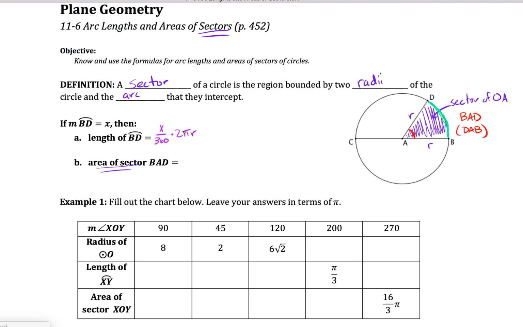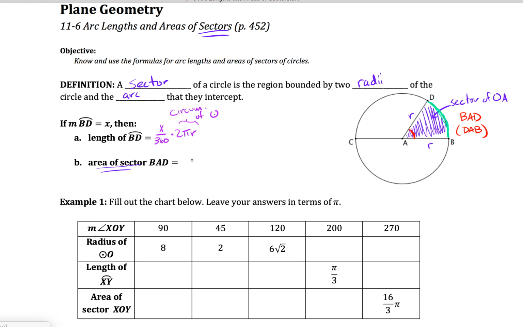Essentially, since this 2 pi r part is the circumference of the circle, what we're doing is taking that circumference and multiplying it by a fraction that is the portion of the full circle that the arc represents. So if this is a 60-degree angle, then 60 degrees is 1/6 of a full circle, or 1/6 of 360. So it makes sense that this arc would be 1/6 of the full circumference of that circle. That's really what this formula is telling us.